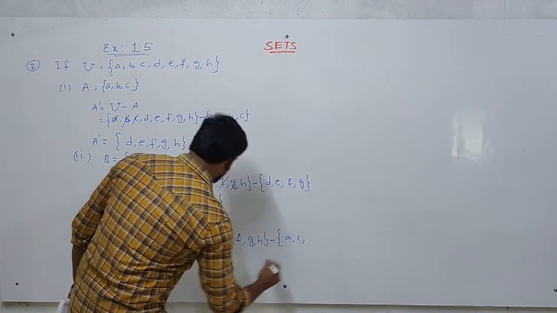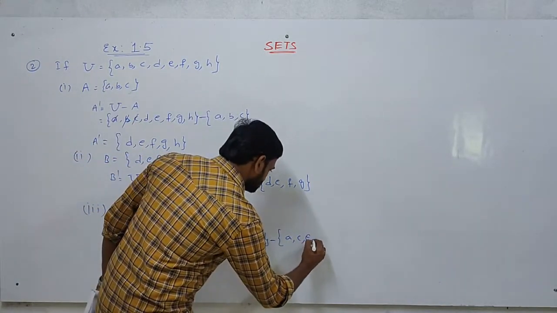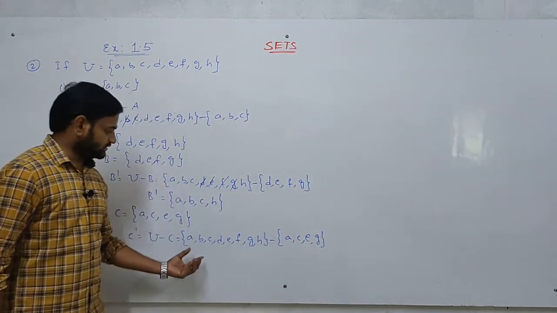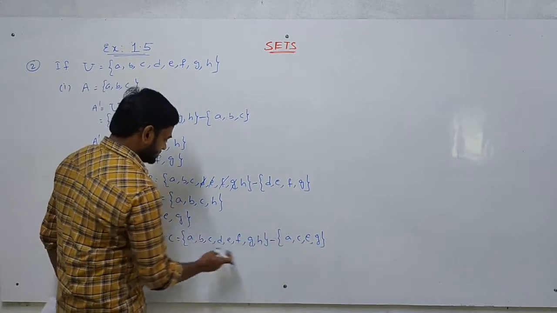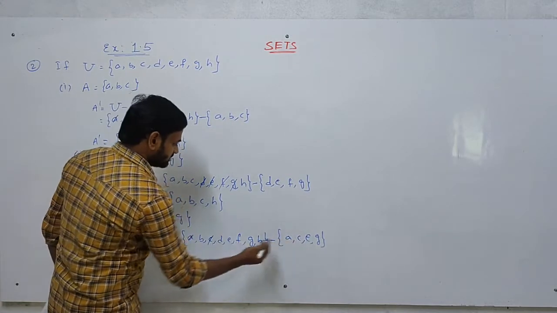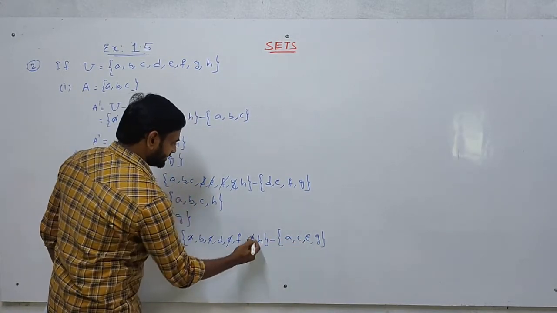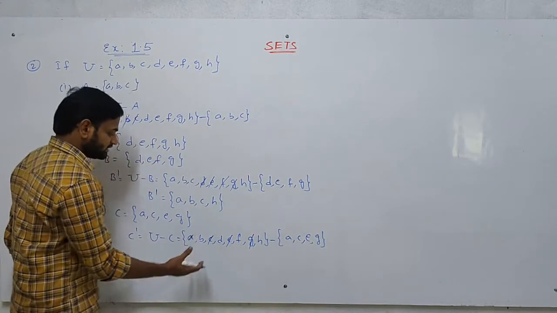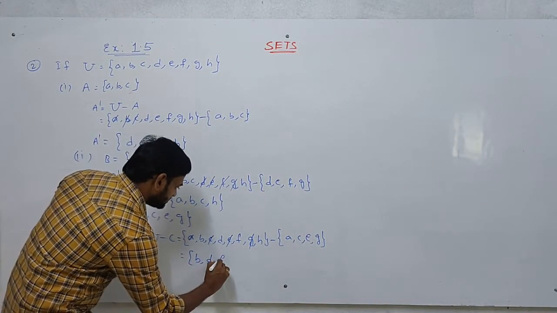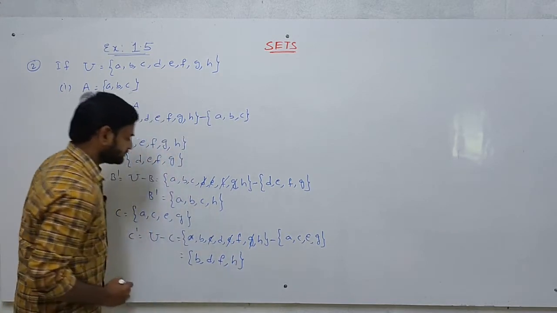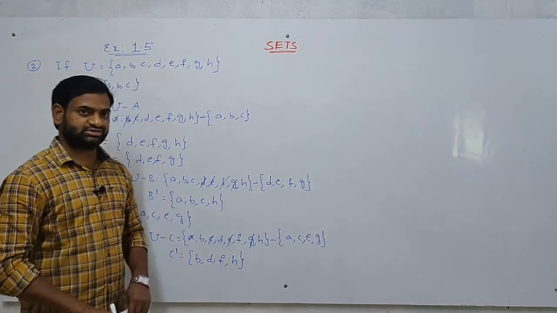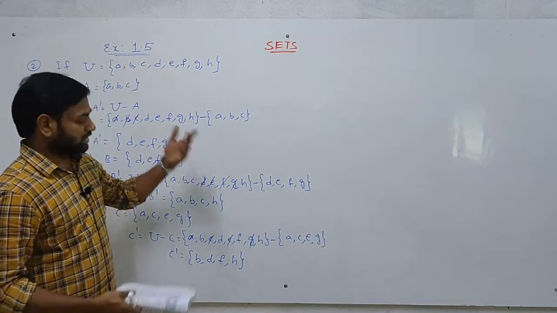A, C, E, G. Now cancel these elements from this set. So A is same here, cancel. Next C is there, cancel. E cancel. Next G cancel. Now what are remaining from this set is, that is B, D, F, H, which is the complement of C, that is C dash.